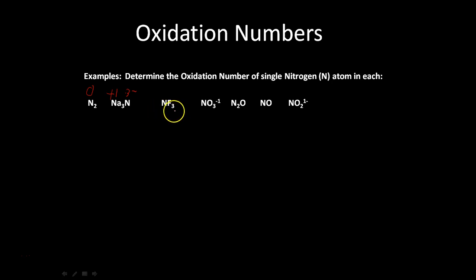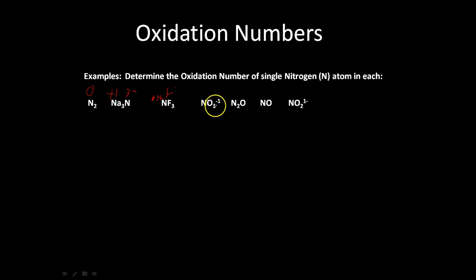Now, for this one we go to the rules for fluorine. Fluorine has a -1 charge, or a 1 minus charge here. There are 3 fluorines, and so that means that the nitrogen has to have a +3 or a 3 plus charge on it, in order to balance all 3 of the -1 charges there.